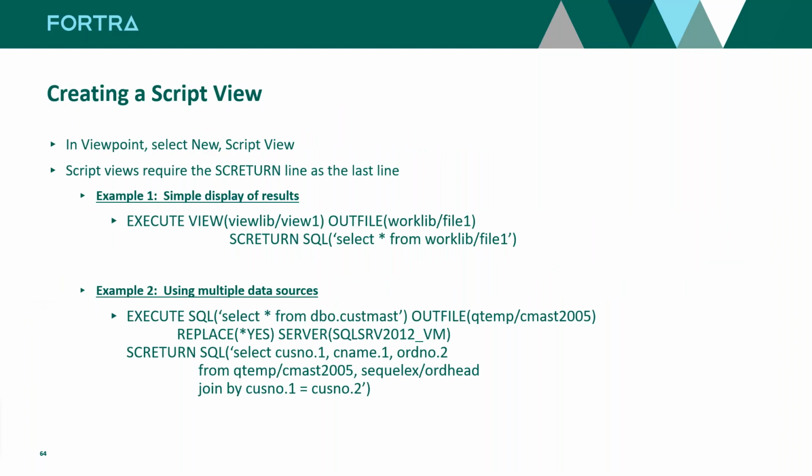Next. So it's really important to note on a script view, the last line must always be the SC return. And the SC return line is what makes this a script view. It's what allows this object to provide all the output options that you would normally only see with the view object. So we have two examples here. Our first example is a simple display of results, and you can notice the SC return line. And the second example is similar, but the second example pulls data from two different data sources and then combines those together for the final SC return line.